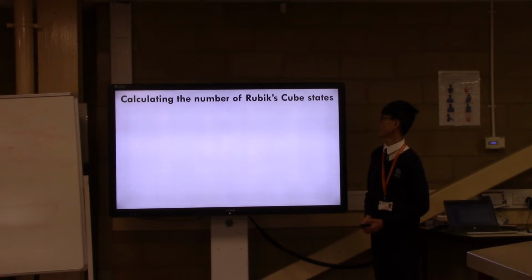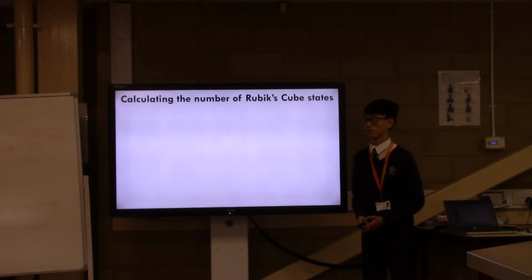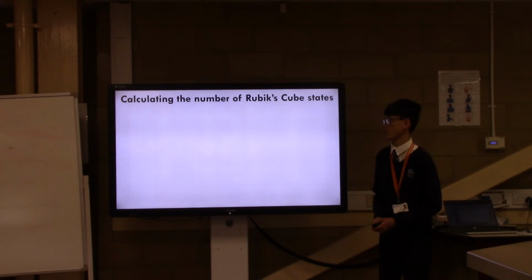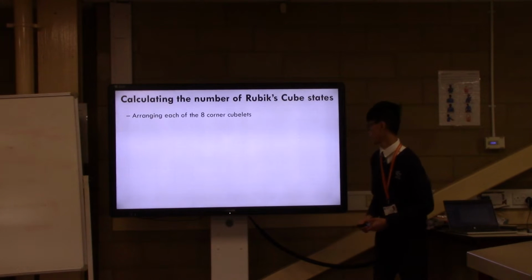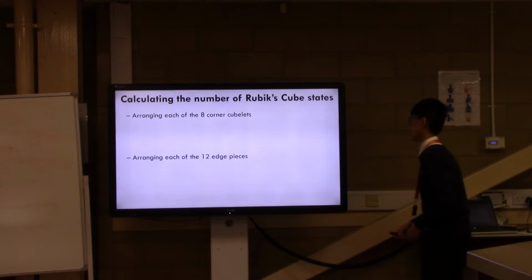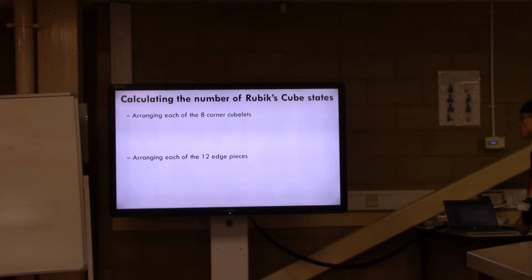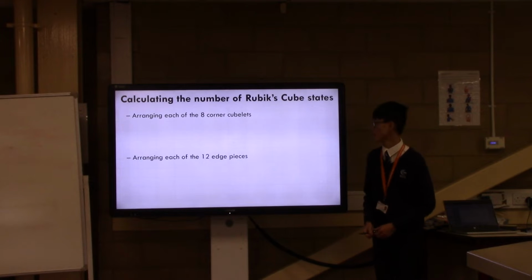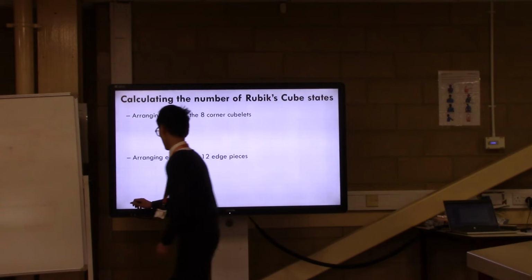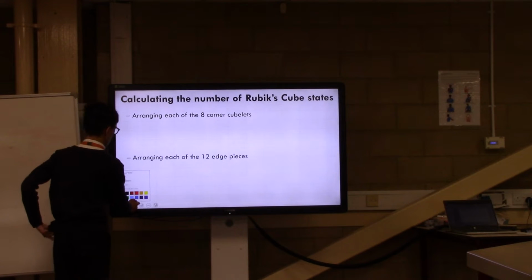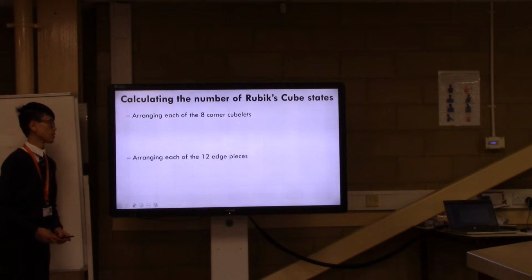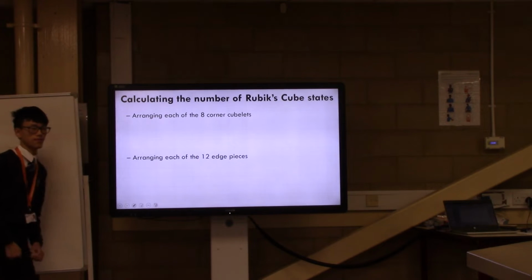Okay, the first thing we can do with the Rubik's Cube is try and calculate how many different states you can have the Rubik's Cube in. And to do that, we can consider arranging the corner and edge pieces because the center cublets don't move. So, does anyone have any idea how many ways there are to arrange each of the 8 corner cublets? Any ideas?